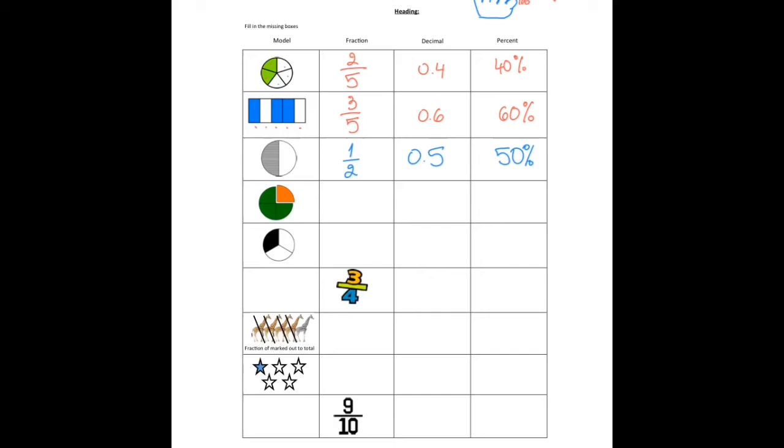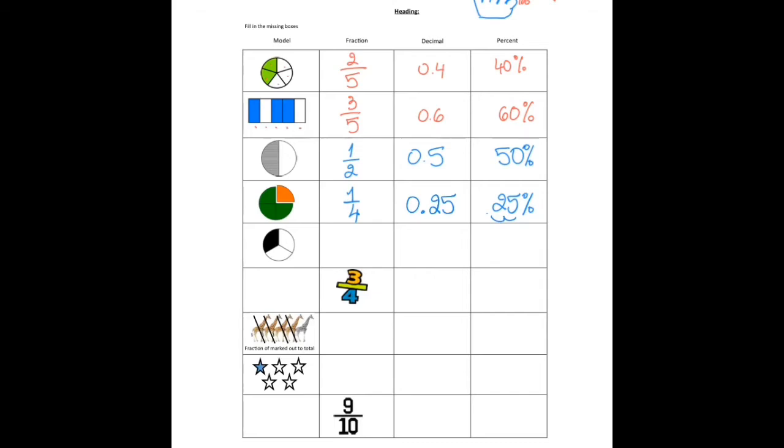Next, you have 1 orange piece out of 4 in total. 1/4, think about a quarter. So how much is a quarter? 25%. Again, move your decimal 2 places to the left. You have 0.25.